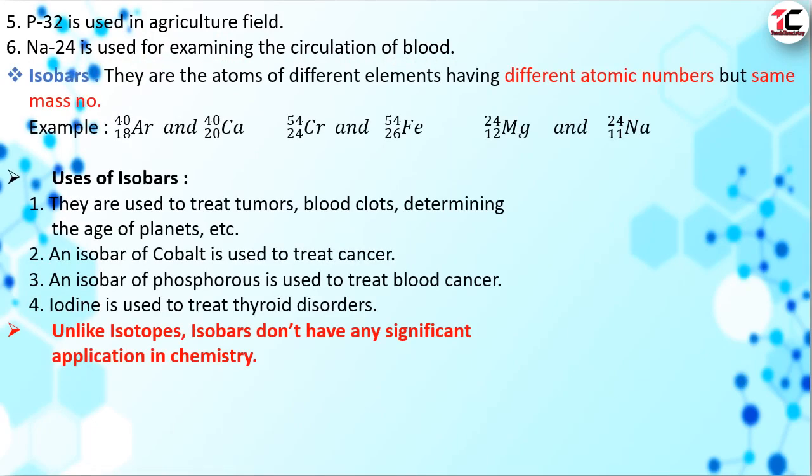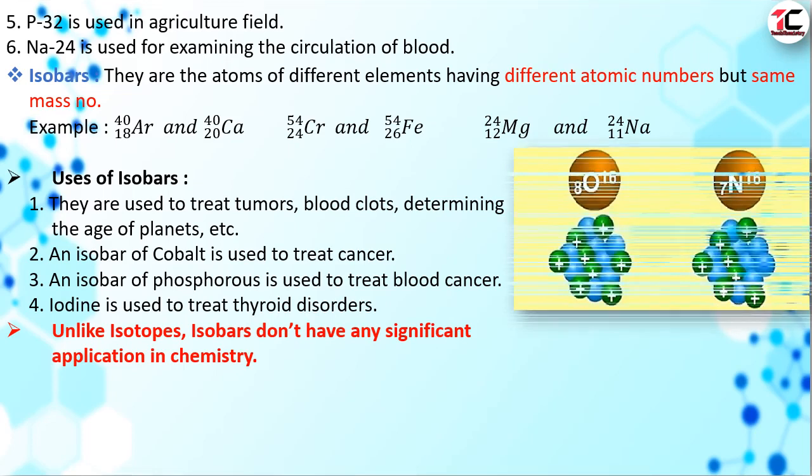And let us see the isobars. They are the atoms of different elements having different atomic number but same mass number. Their atomic number is different but their mass number is same. Let us see this example, argon-40 and calcium-40. They have the same mass number, 40 and 40, and different atomic numbers, 18 and 20.